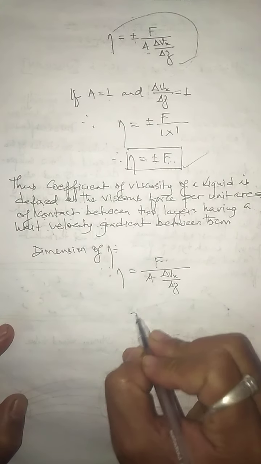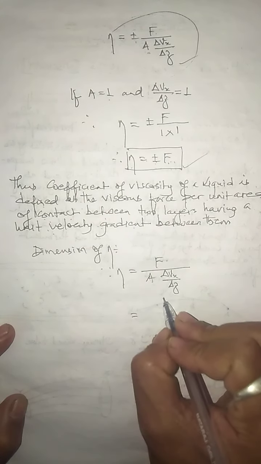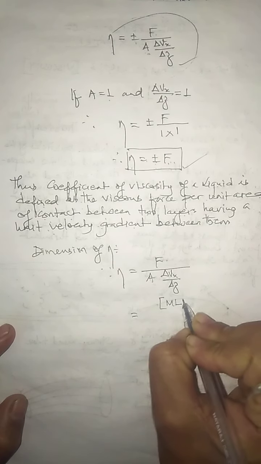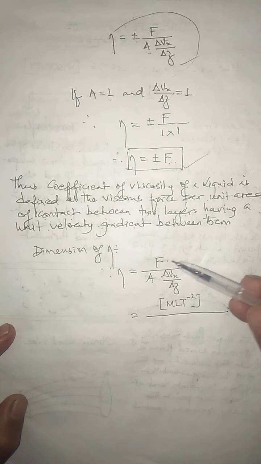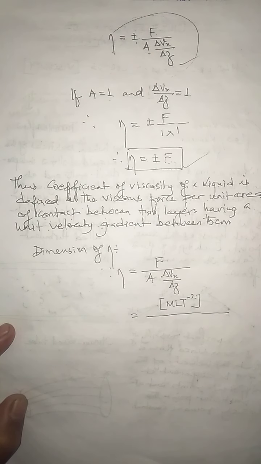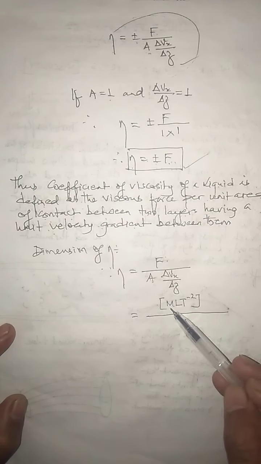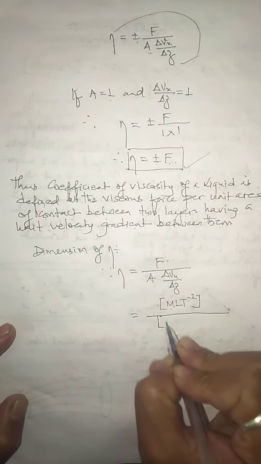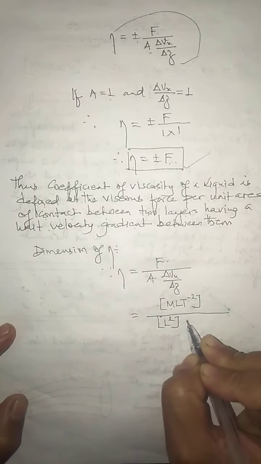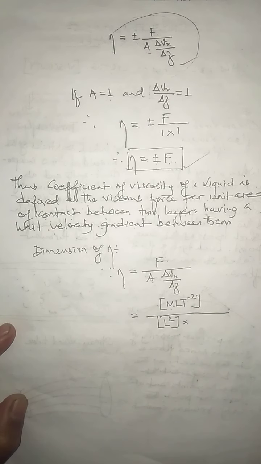So I write down the dimension. Force dimension, you know what is it? M L T minus 2. So you don't remember this dimension? We have learned already in dimension analysis. Force dimension is M L T minus 2. Area, what is the dimension of area? L square.